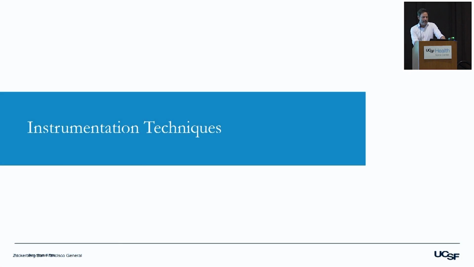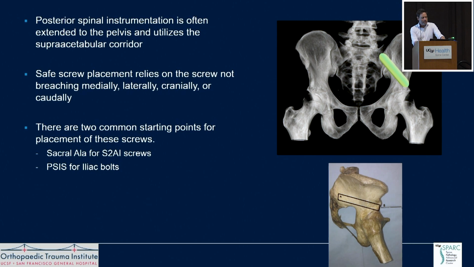So in terms of what we are instrumenting, the iliac corridor, we're all familiar with putting in iliac bolts, but for the trainees, we're referring to the corridor of bone between the PSIS and the anterior inferior iliac spine. Safe placement relies on being able to put the screw so that it's not breached medially, laterally, cranially, or caudally. And there are a couple of different starting points.